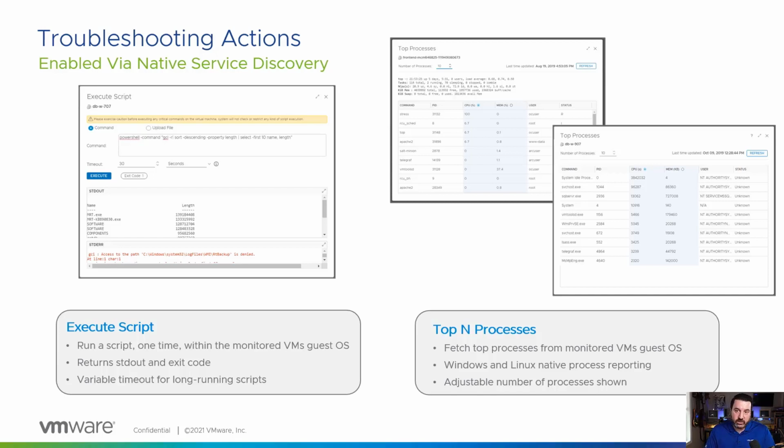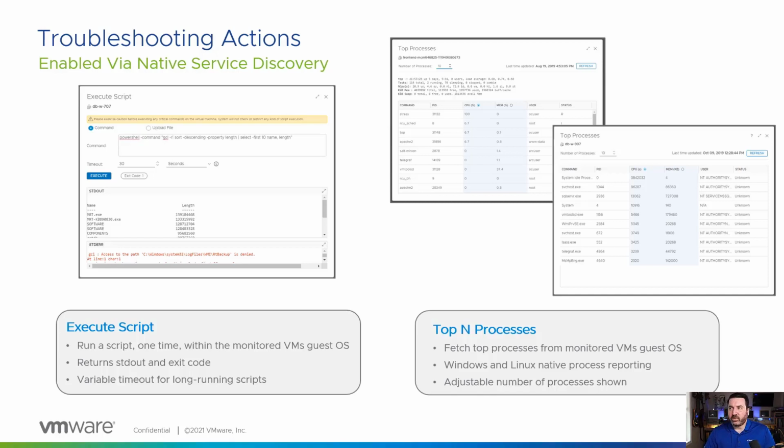Then there's also script execution. So if there's a command that I need to run on a virtual machine to further troubleshoot or to resolve an issue, I can actually do that through service discovery. I can execute a script from within there. And vRealize Operations will give you the output too. So it's not like you just run a script and vRealize Operations tells you whether it's successful or not. If you need to get more information to help you troubleshoot better, we can actually provide the output of that script within vRealize Operations.